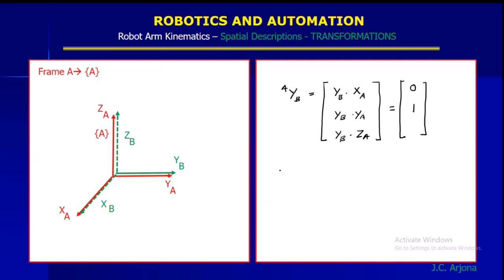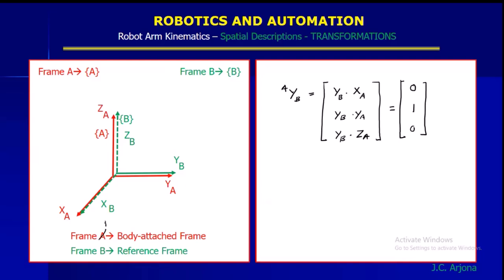That's it. Then YB dot ZA. So this is the YB, and where is the ZA here? This is 90 degrees again, so you have the value here, 0. Therefore, this is for the rotation of YB to A. So this is 0, 1, 0. Okay. Next. So this is again a correction. This is B, and this is A.